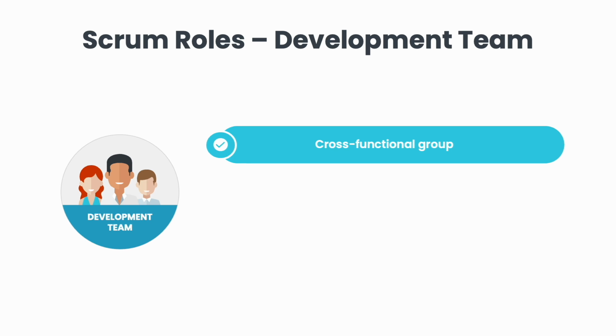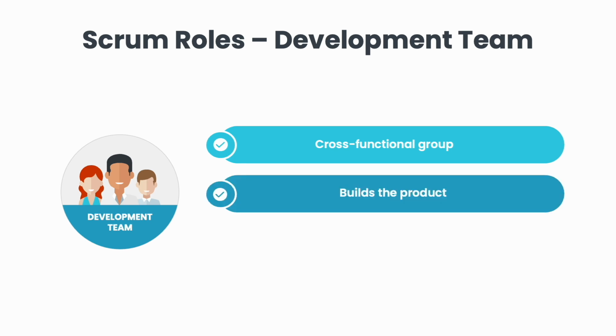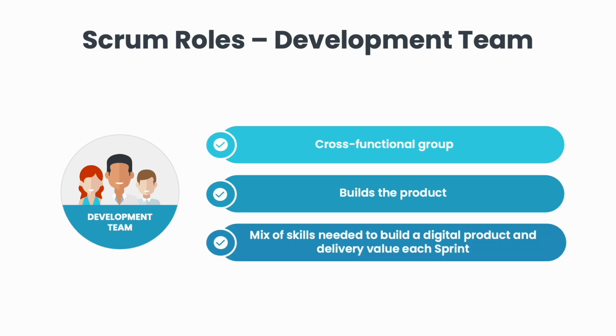The Development Team is a cross-functional group responsible for delivering potentially shippable increments at the end of each sprint. They are the people that are building the product. In the world of digital products, the development team could be people with a mix of skills in design, software development, data engineering, quality assurance, and any other skills needed to build a digital product and deliver value each sprint.